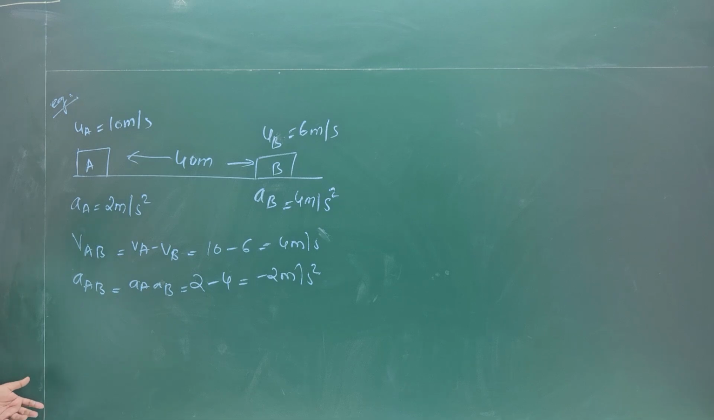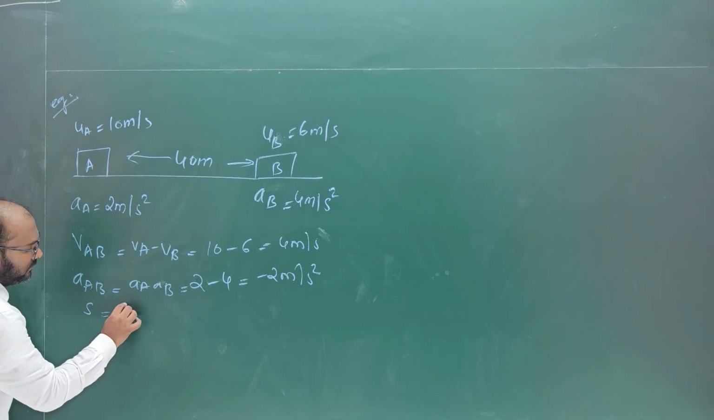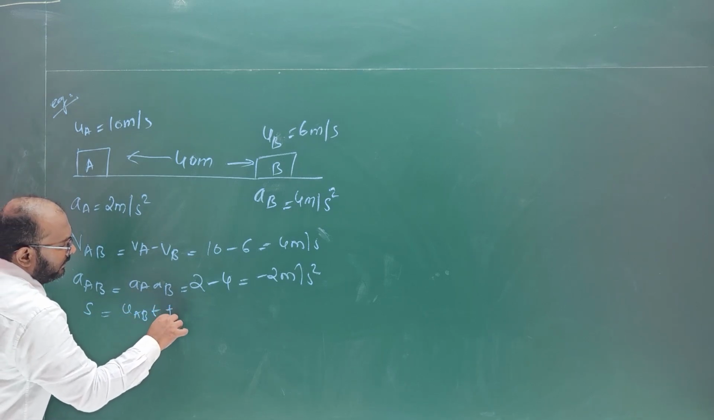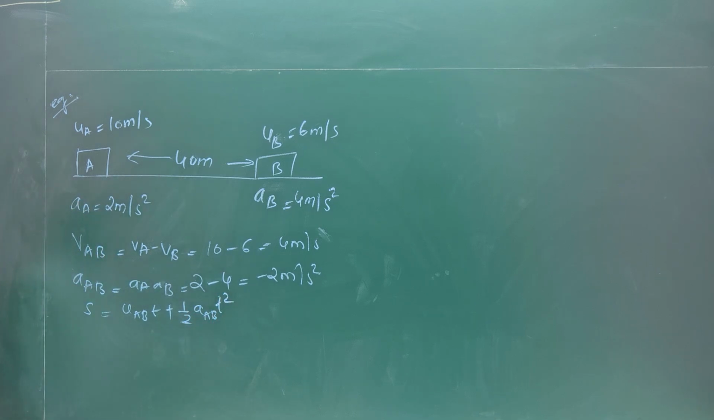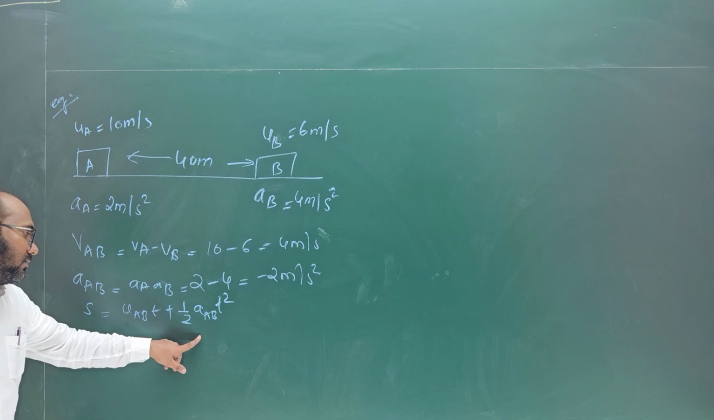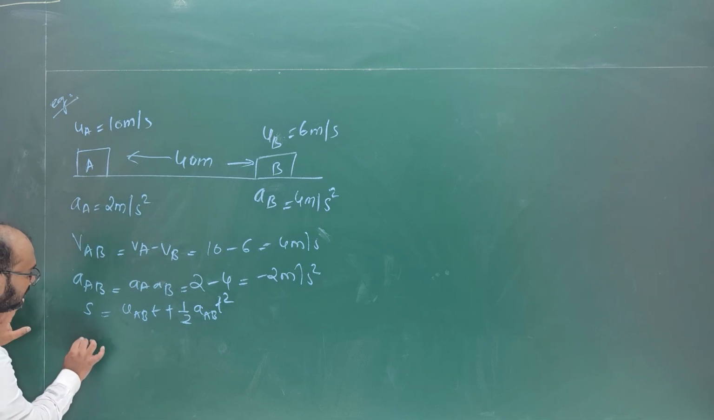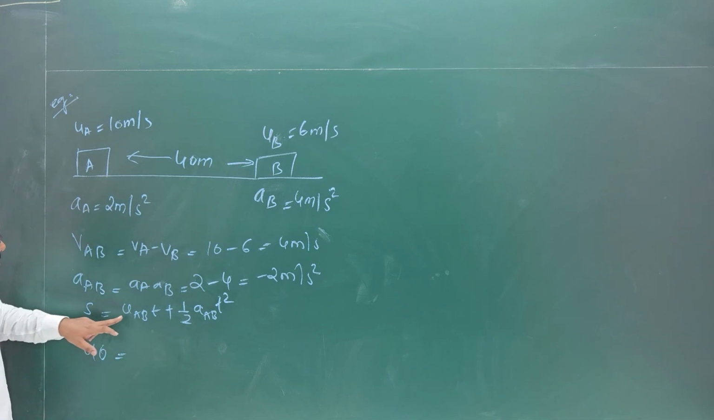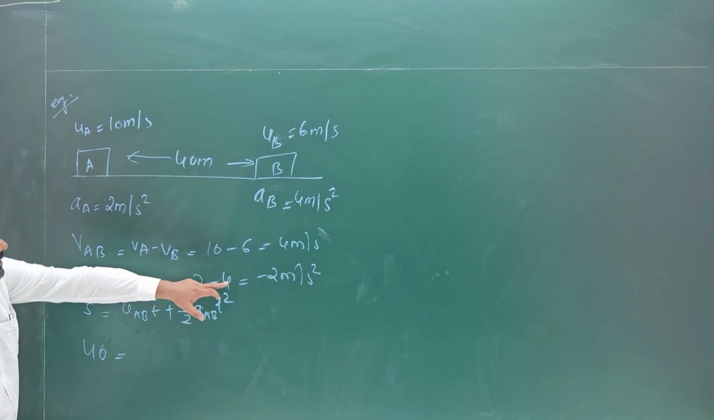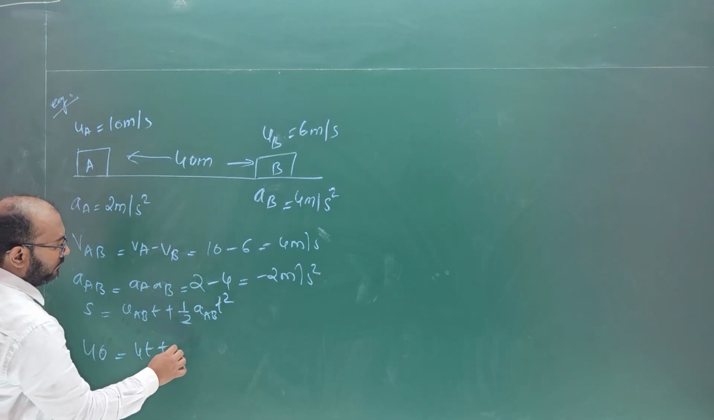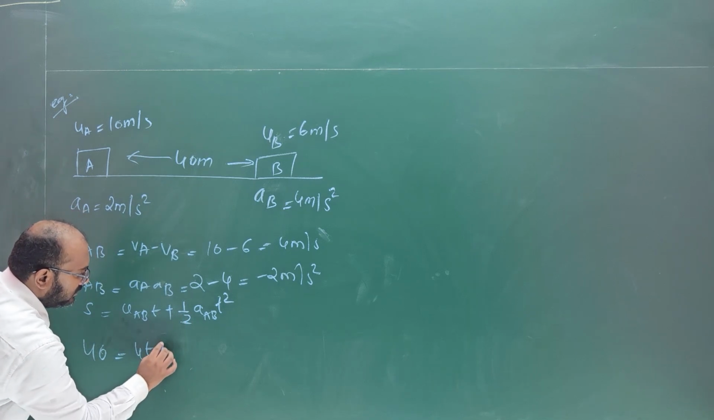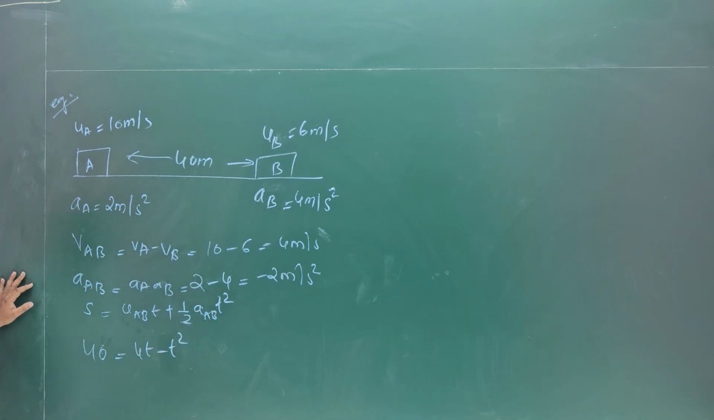Then substituting and using what? S relative is equal to UAB T plus half AAB T square. Can I write like this? Substituting the relative velocity, over here you will be getting the equation, that is 40 is equal to UAB, how much? 4, into T, plus, can I write minus T square? The 2 gets cancelled now.